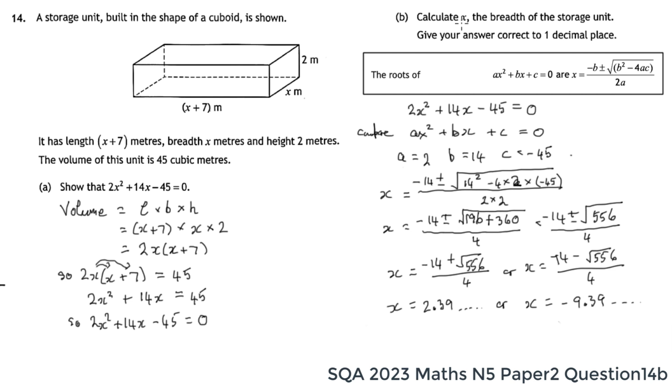Now let's look up at the question, what the question is asking us. And we're asked to calculate x, which is the breadth of the storage unit. Now, the breadth of the storage unit can only be a positive value. So this is not a valid solution. So the only valid solution, and we might maybe put in brackets positive, just to emphasize what we're doing here, is x equals, now they're asking it to 1 decimal place, so it's 2.4, chopping the 9 off, the 3 goes up to a 4, is 2.4 meters.